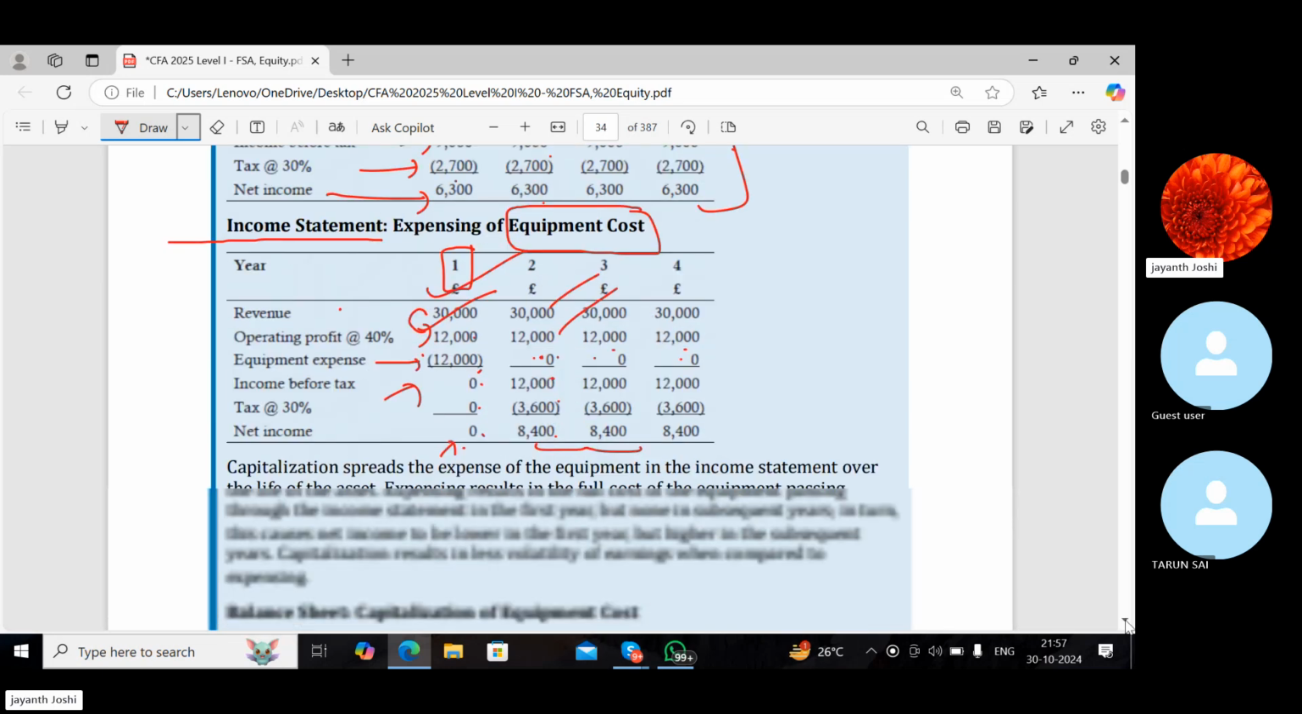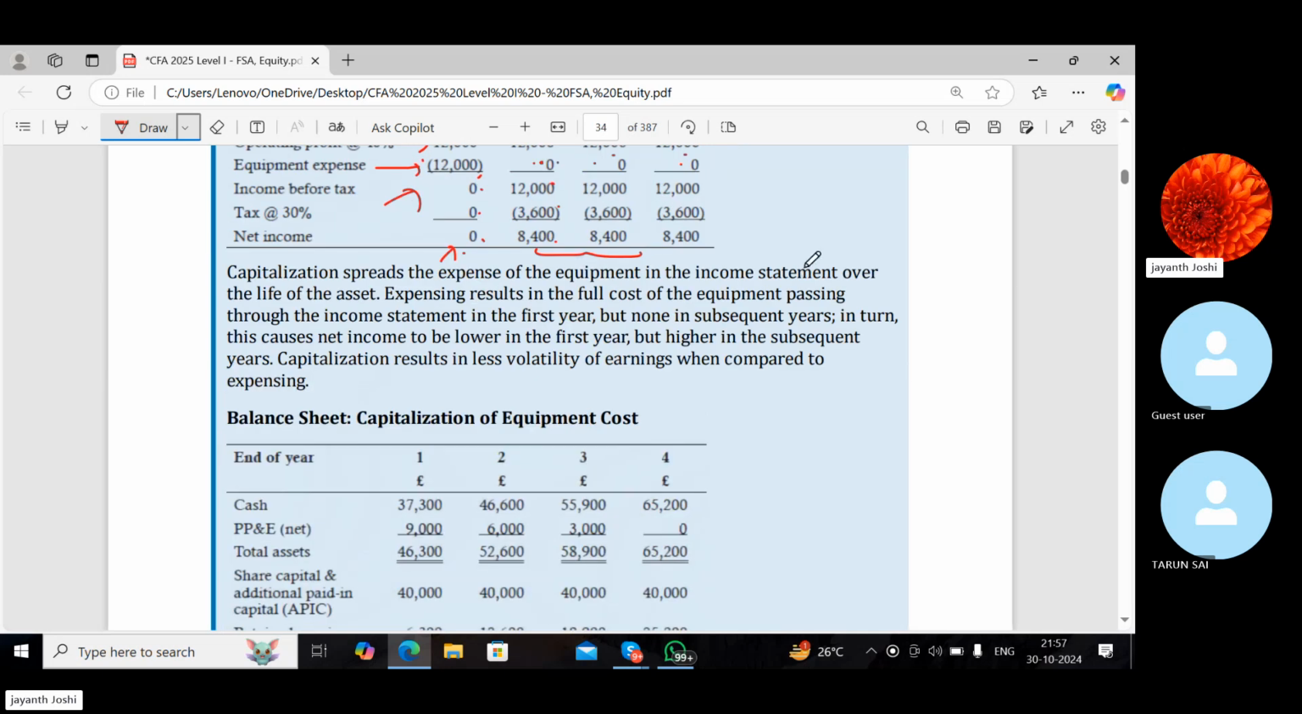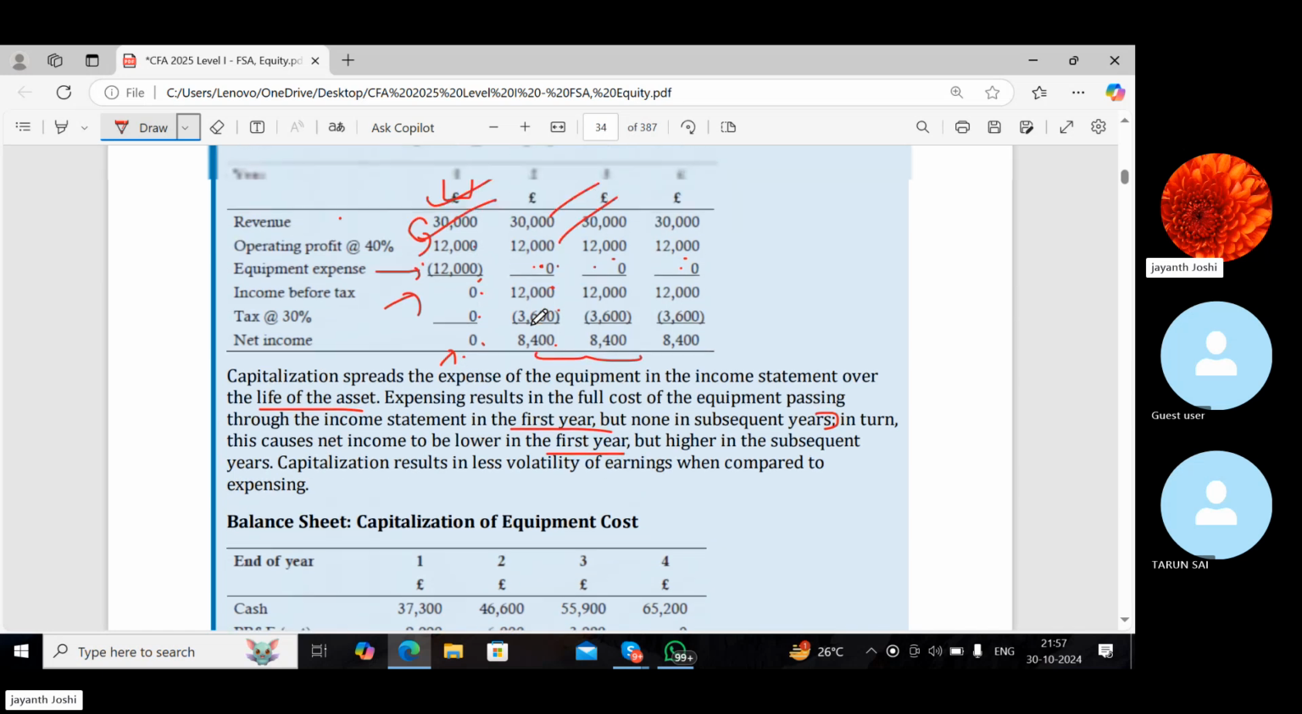Now, capitalization spreads the expense of the equipment in the income statement over the life of the asset. Expensing results in the full cost of the equipment passing through the income statement in the first year, which I mentioned, but none of the subsequent years. In turn, this causes net income to be lower in the first year. So if you expense the asset, your net income is zero, but in the coming years your net income is more. But in case of capitalization, your net income is even every year.